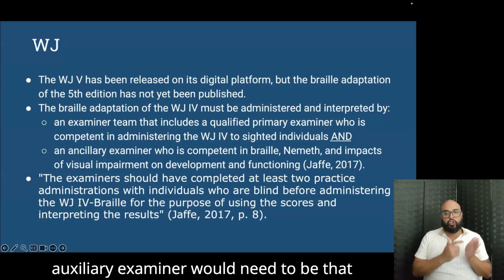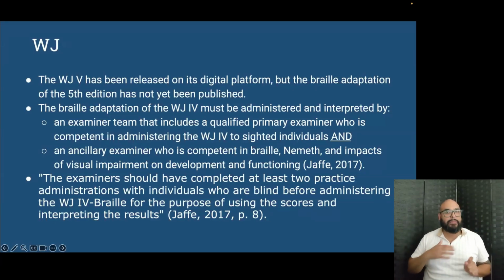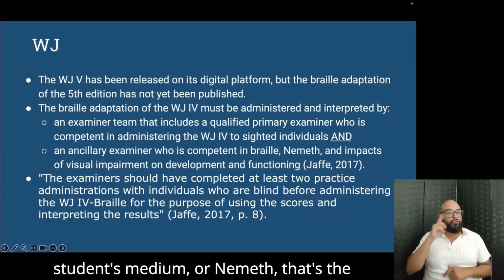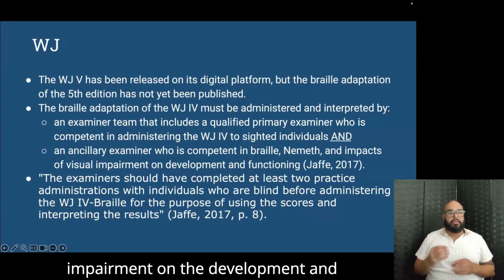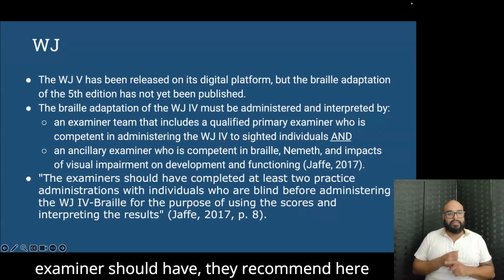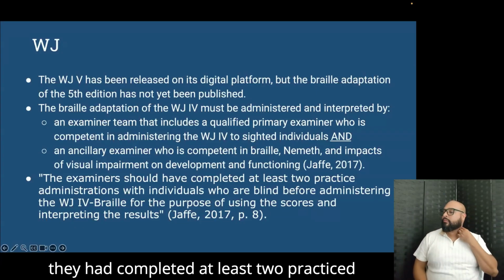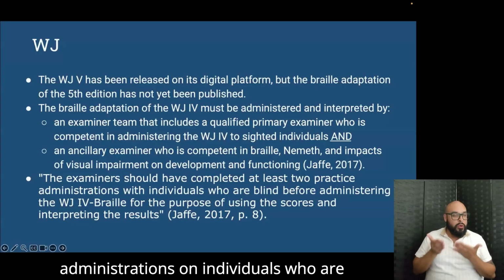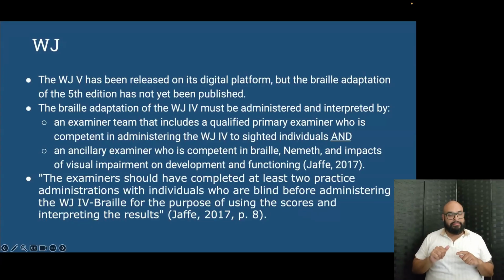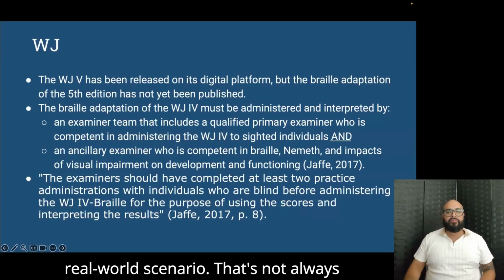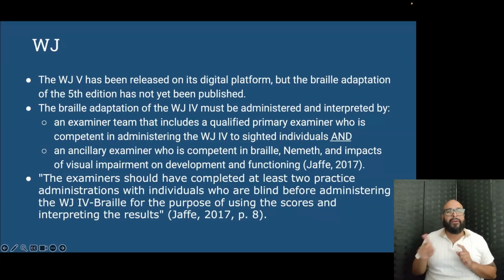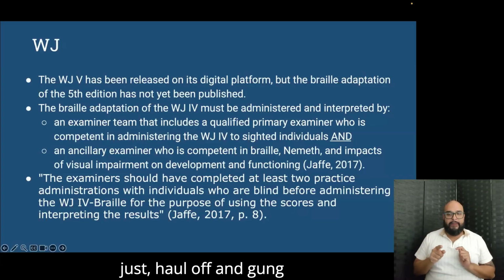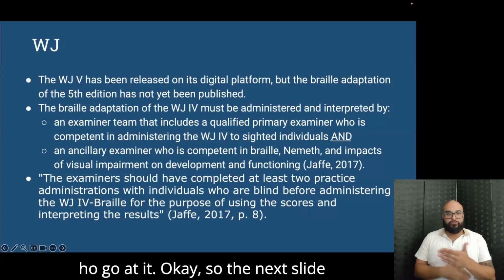But that auxiliary examiner would need to be that teacher visually impaired that's competent in Braille, if that's the student's medium, or Nemeth, that's the math code, or the impacts of visual impairment on the development and functioning of the kiddo. Okay, and they recommend here that the examiner had completed at least 2 practiced administrations on individuals who are blind before they do actual testing on another kiddo. And of course, that's best case real world scenario. That's not always possible, but it is very pertinent to have done this and have some experience doing it before we just haul off and gung ho go at it.